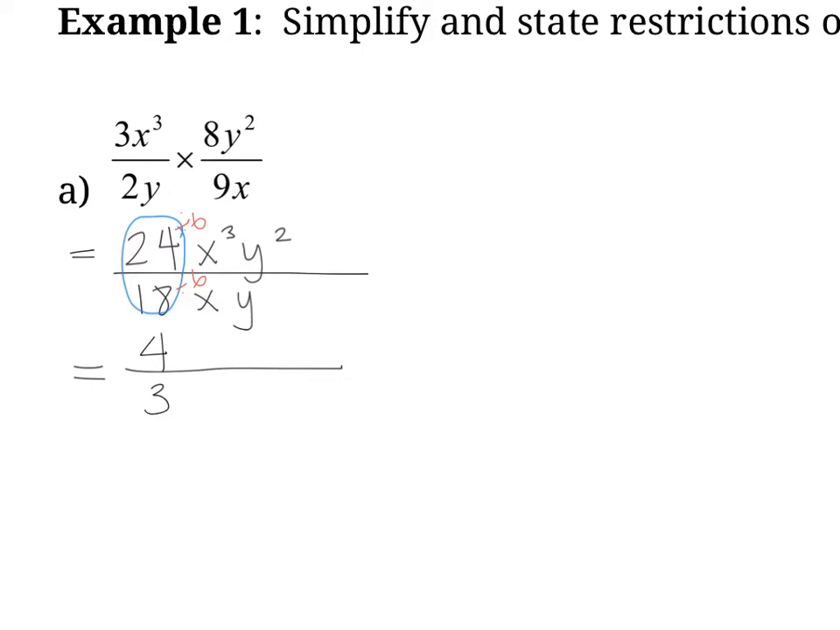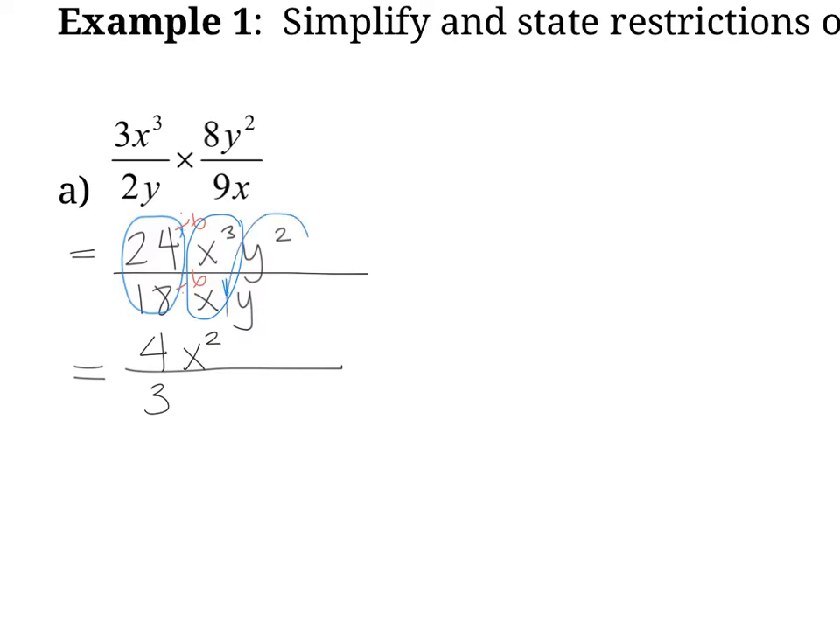So we know that there's an invisible exponent to the power of 1 here. So when I simplify these x's, we have x to the power of 3 divided by x to the power of 1. So we're going to subtract those exponents because it's the same base in division. So we have 3 minus 1, which is going to be x squared.